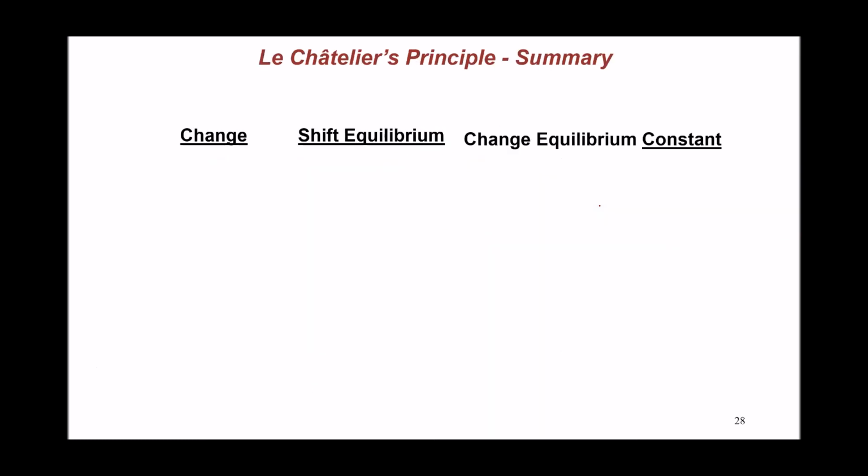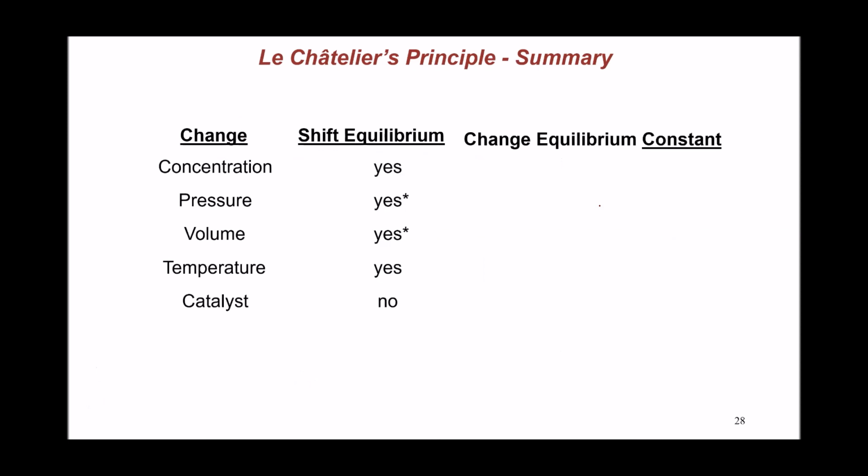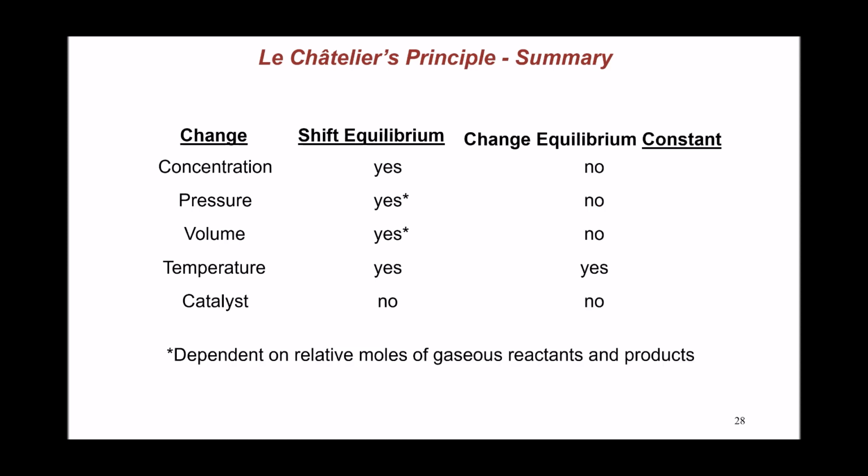So just to summarize, these are all the parameters that you can use to affect an equilibrium reaction, and these are the expected effects of each of them on the equilibrium position itself. Concentration, pressure, volume and temperature will all shift the position of equilibrium for a reaction. Adding a catalyst will not. It's just going to make the system reach equilibrium faster. And only temperature is going to affect the magnitude of the equilibrium constant itself, depending on the nature of the reaction, whether it's endothermic or exothermic.